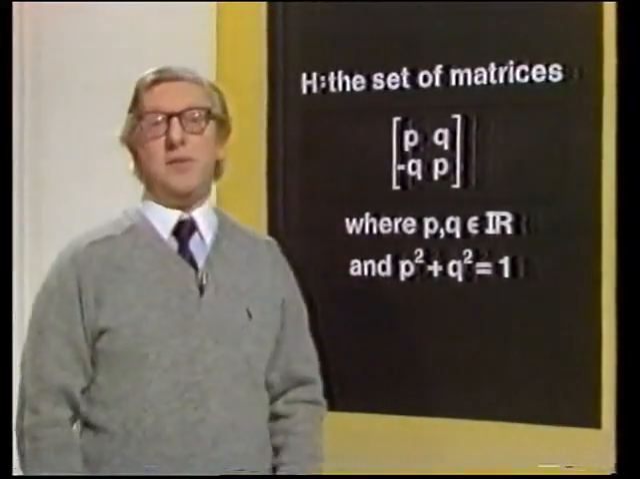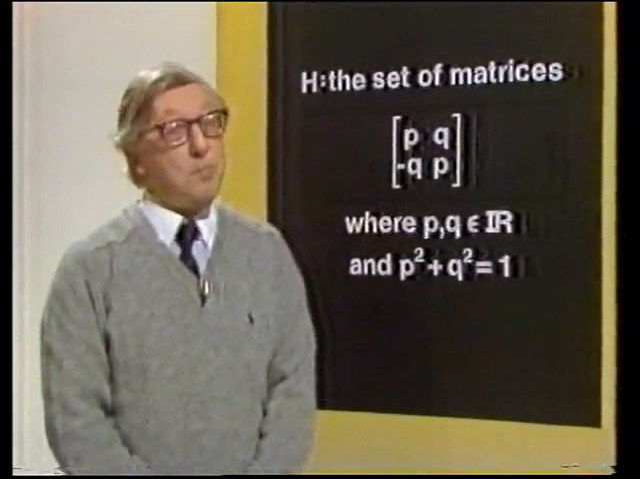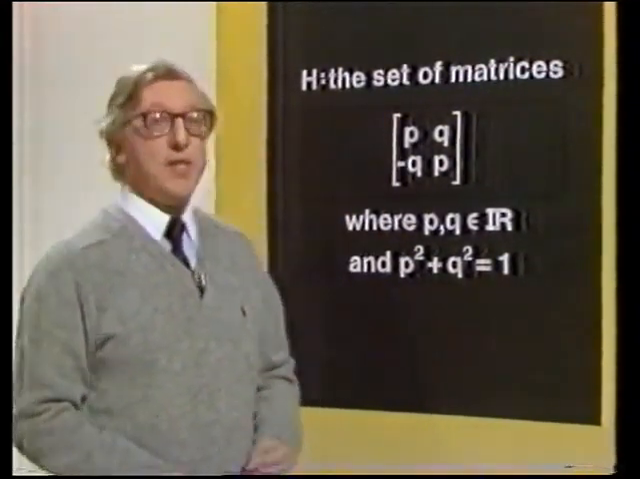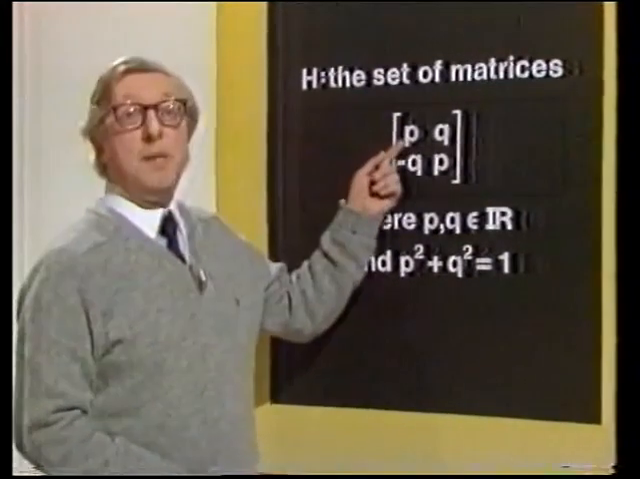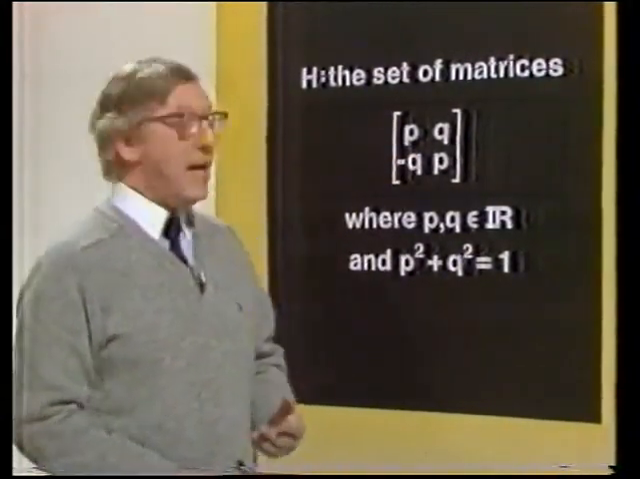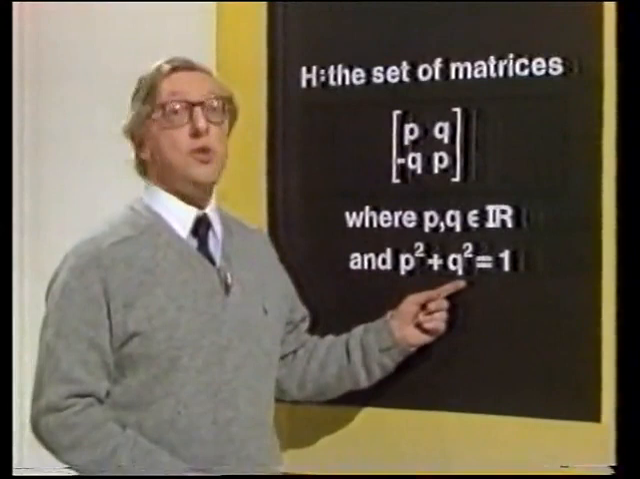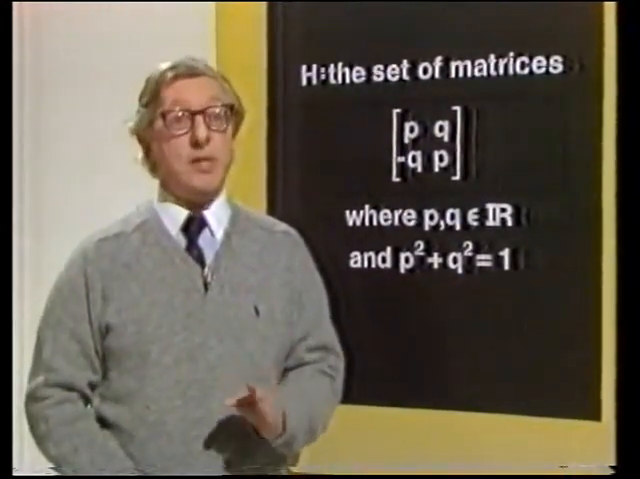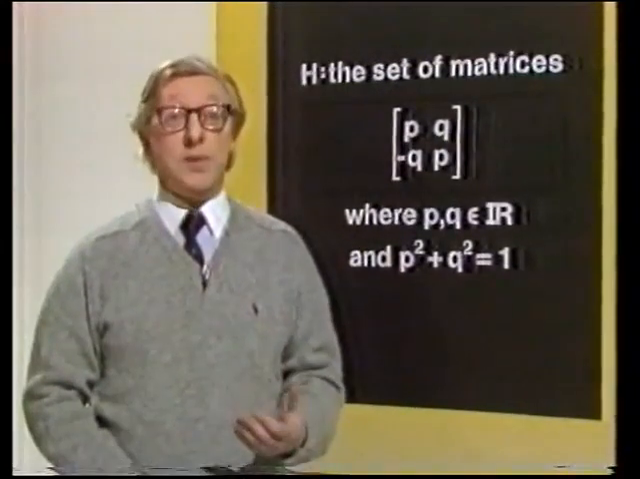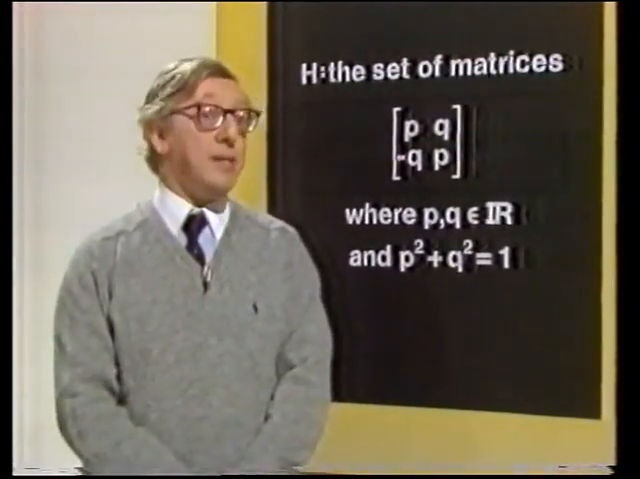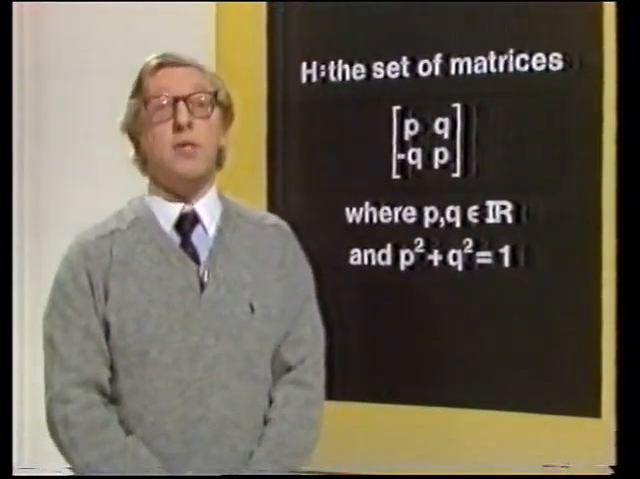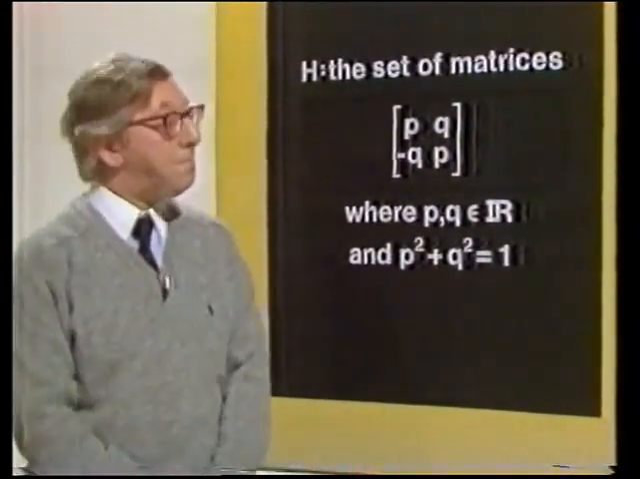This is the set of matrices that we asked you to look at in the pre-program work. We've called it H. It's a set of matrices of this special form where little p and little q are real numbers, and we're told that p squared plus q squared must equal 1. Now, we're going to use this collection of matrices to define a relation, and we'll see that it satisfies the three properties R, S, and T, reflexive, symmetric, and transitive, so that it's an equivalence relation.